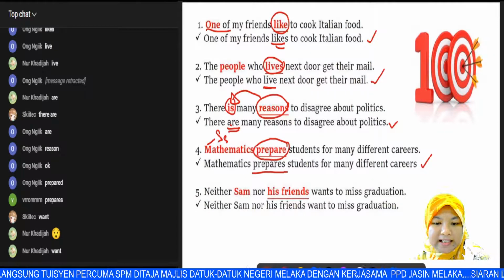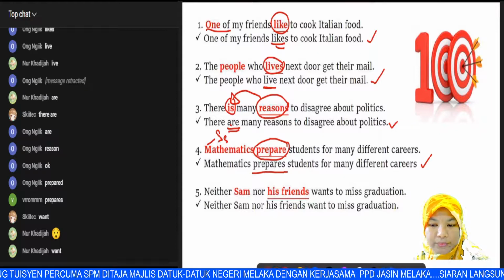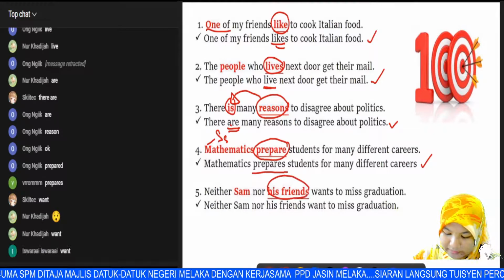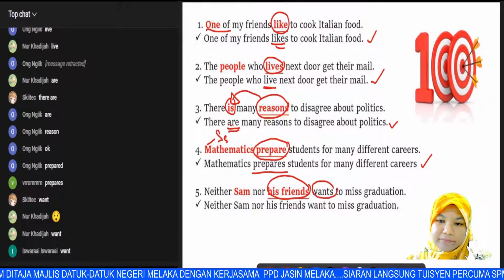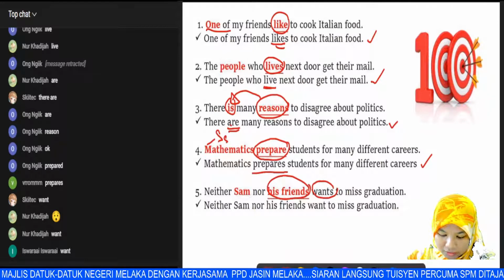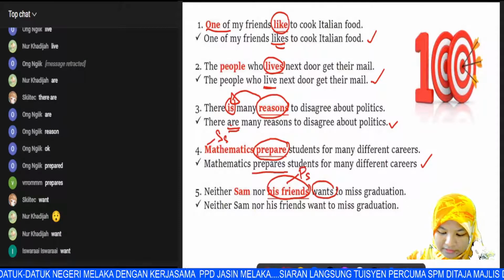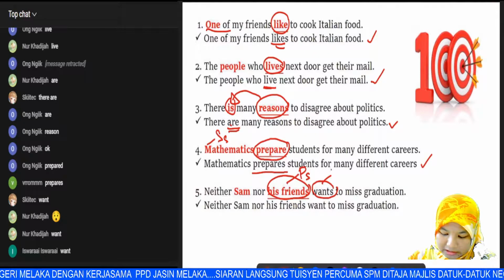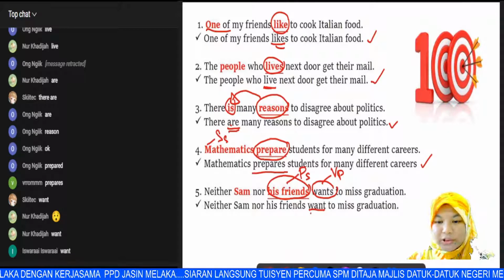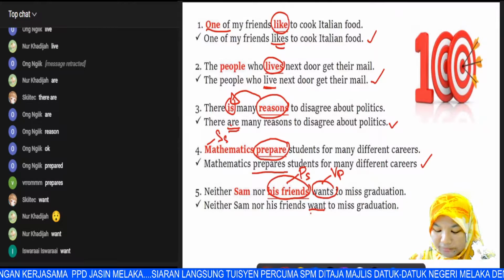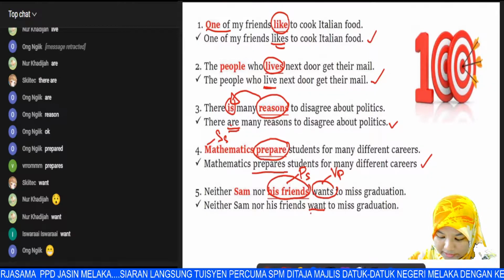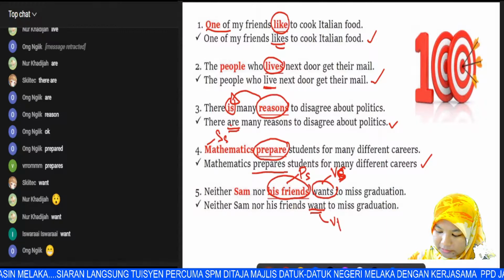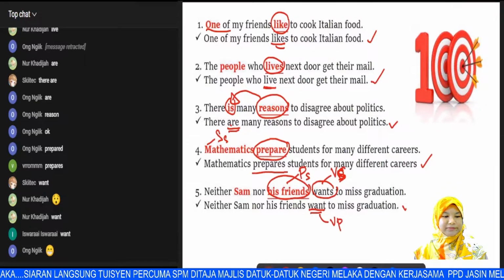Okay, last one. Neither Sam nor his friends wants to miss graduation. The closest one is nor his friends. Wants. The plural noun is the closest one to the verb. So the verb should be changed into a singular verb. Wants here is a singular verb, so we change it to want, the plural verb. Okay, there you have it.